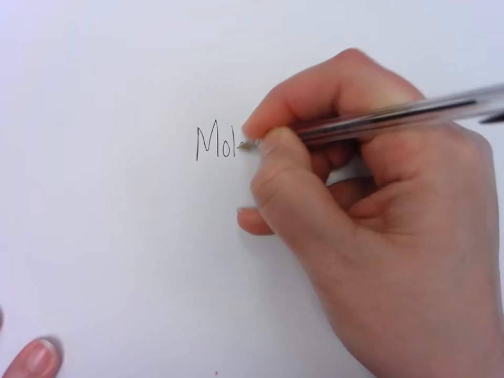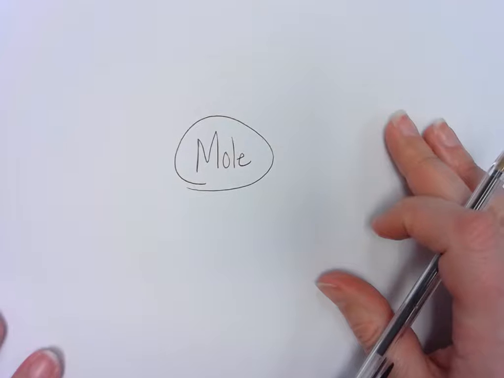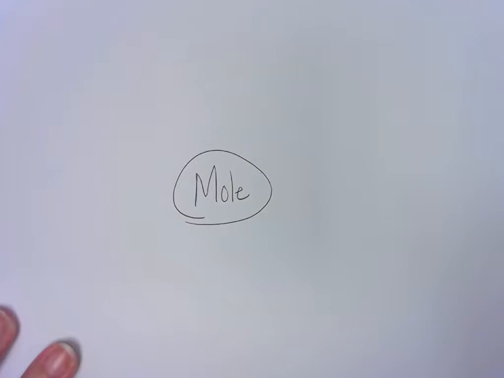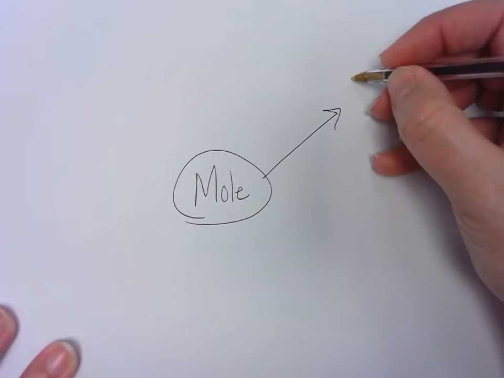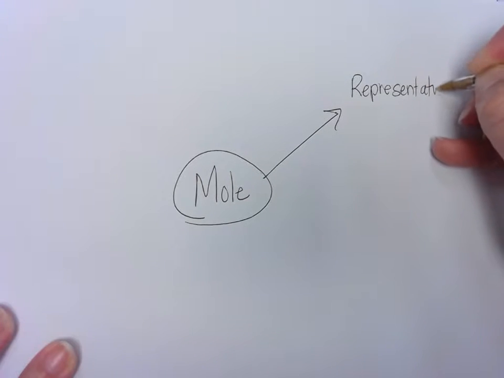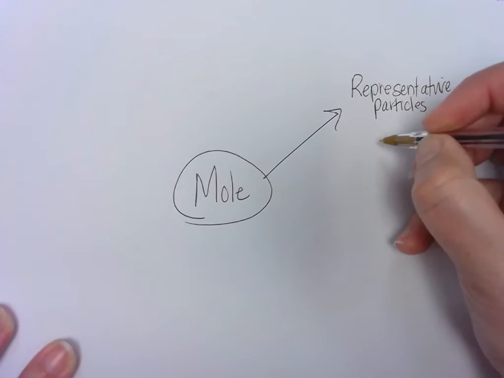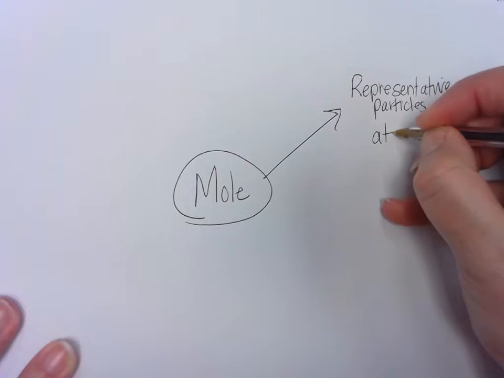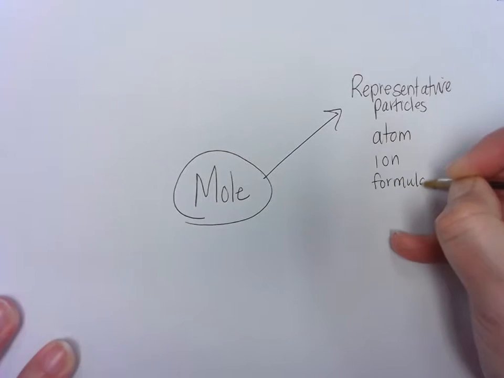Let's take a minute to review what we know about the mole. So we have learned in previous chapters that the mole can be related to several different units. One of the units that we learned that the mole can be related to is representative particles. And if you recall, the representative particles can be things like the atom, the ion, the formula unit, and the molecule.